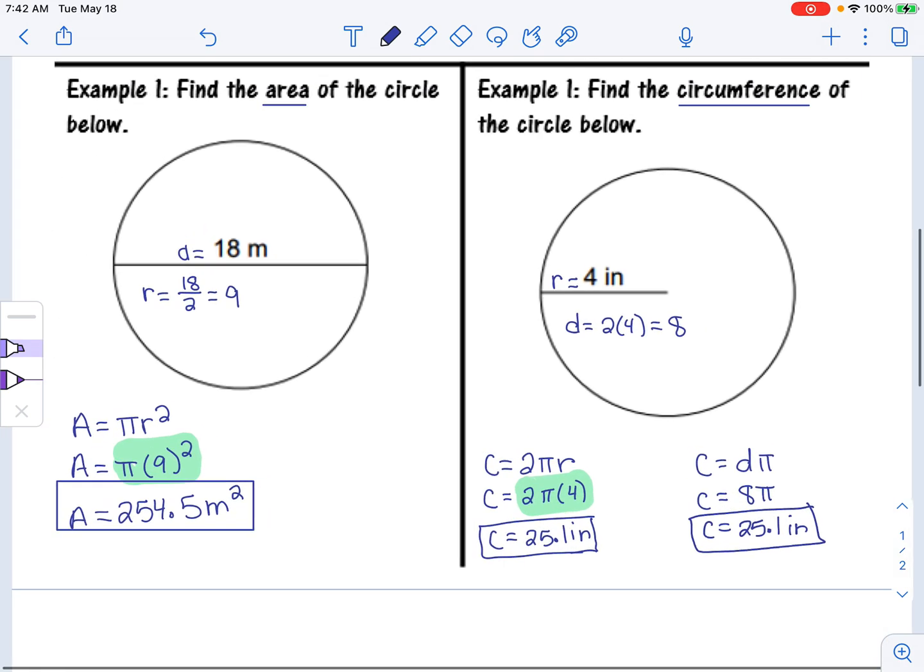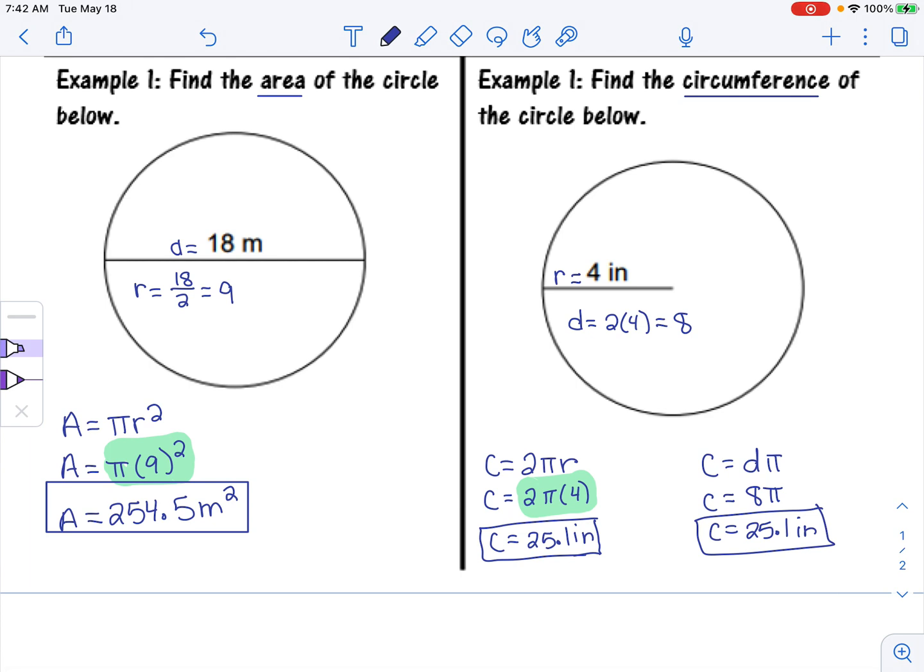Okay, so the circumference is like the perimeter around the circle. The area is figuring out how much space is covered in the middle of the circle.